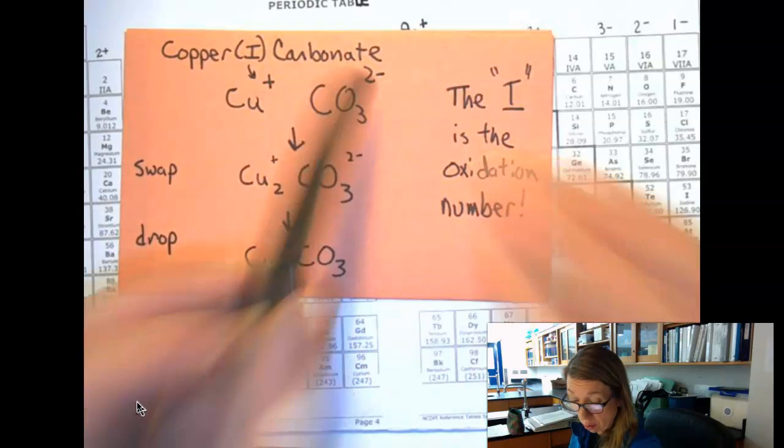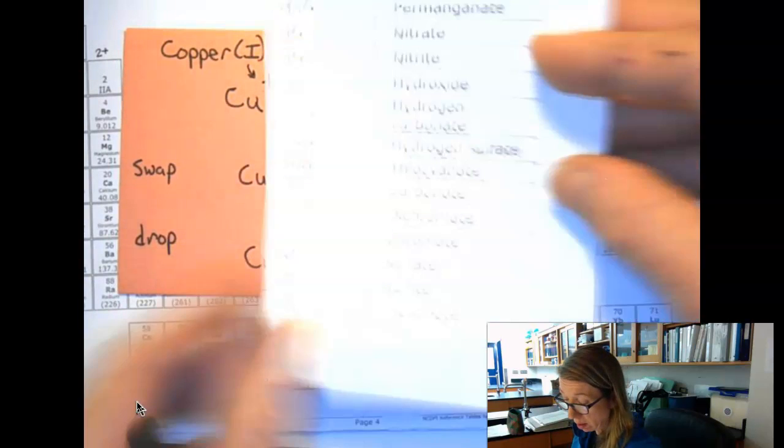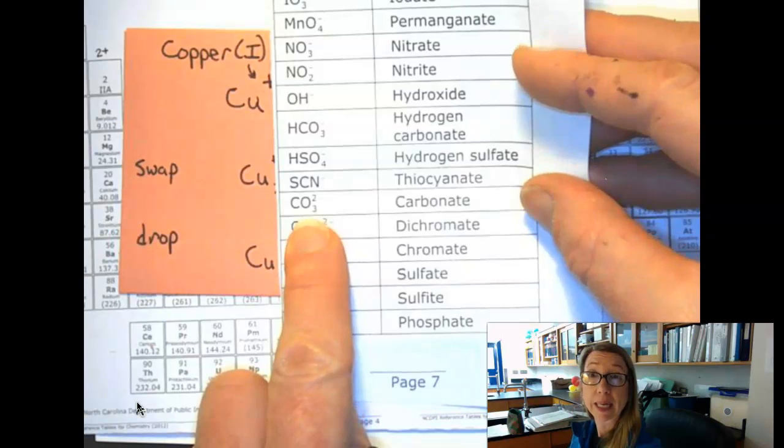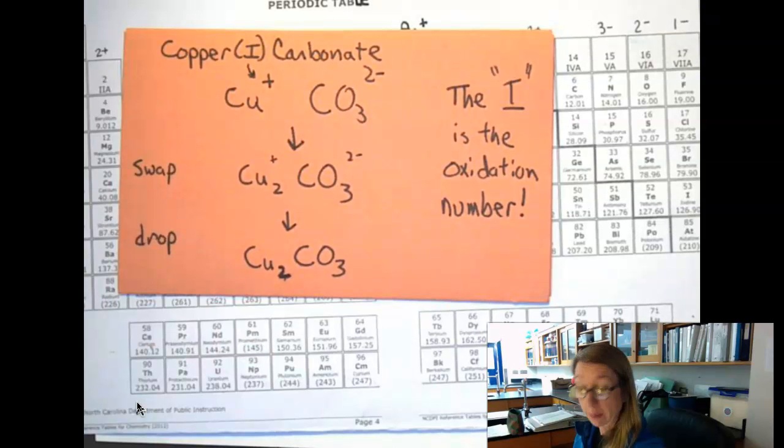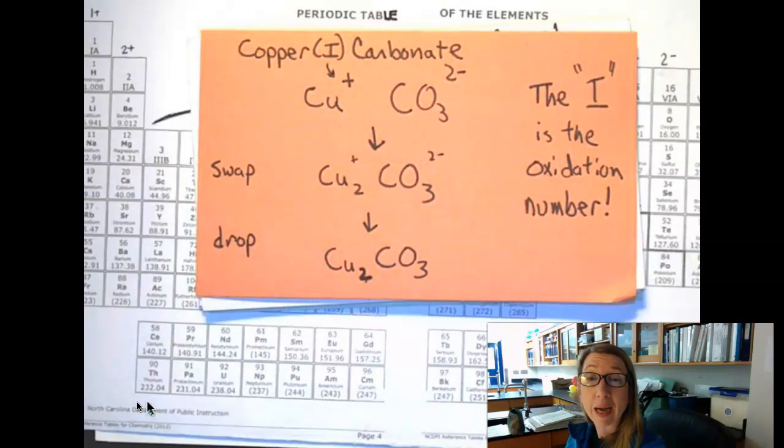The carbonate, we find right on our polyatomic ion list on page 7 of our reference table. And then we do the swap, and then the drop. After we do the swap and drop, we check it, make sure it's the lowest ratio, and then we check to make sure that we did not use the 1 as the subscript. The 1 here in copper 1 carbonate is the oxidation number. It is how the copper will bond.